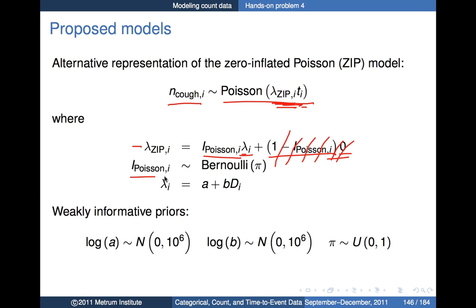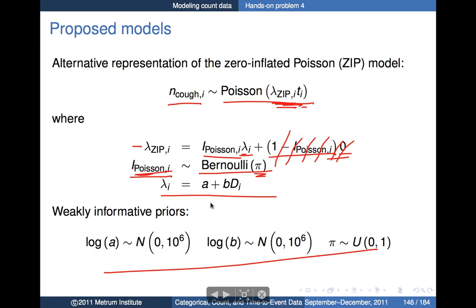And this I Poisson, this indicator, is a Bernoulli random variable with our old friend pi again. So pi is that probability. The I Poisson is the indicator variable for whether or not our count is going to come from the standard Poisson or whether it's identically zero. In the NONMEM equivalent, I think most people would code that as imix inside that environment. And finally, lambda I is just our straight line in this instance, and our priors are just as we showed in the previous slide. But this is going to be the form we're actually going to use inside WinBUGS.